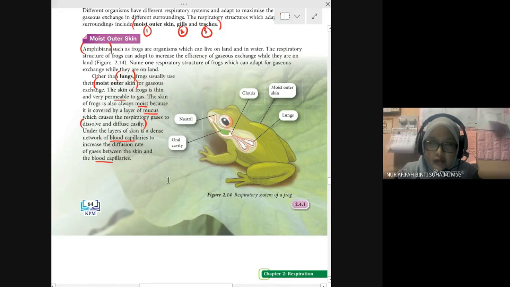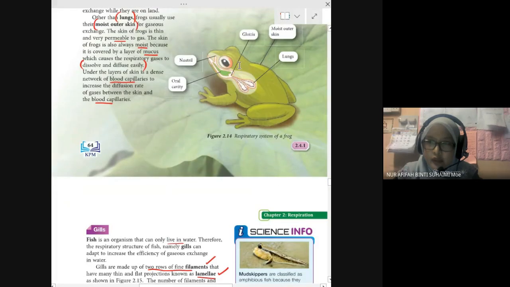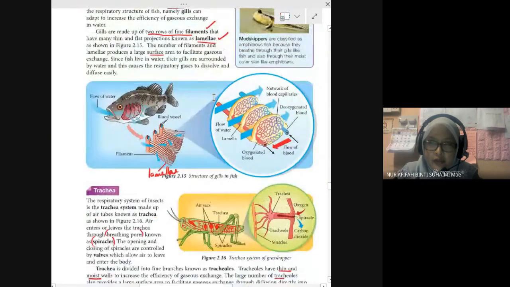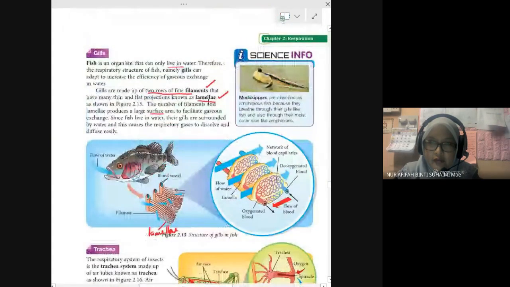The skin is permeable and has mucus for easy diffusion and dissolving of gases. Also below their skin there are blood capillaries. For fish, gills consist of filaments, and the filaments contain a lot of lamellae, tiny and flat lamellae.